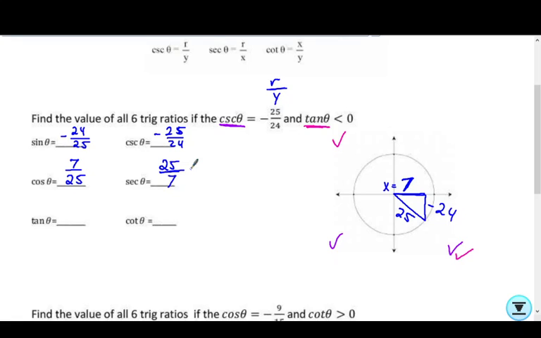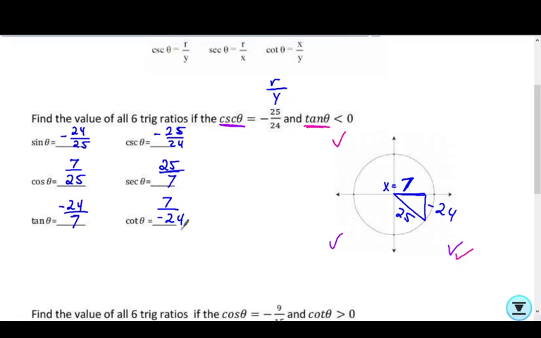Tangent is y over x. So y is negative 24, and x is 7. And cotangent is its reciprocal, so 7 over negative 24. And those are all 6 of our trig functions. So technically, we're not finding all 6 of them. We're only finding 3, and then the other ones are the reciprocals, because we found cosine and we found tangent. Well, secant is just the reciprocal of cosine. So we really didn't find that. We just took the reciprocal of it.